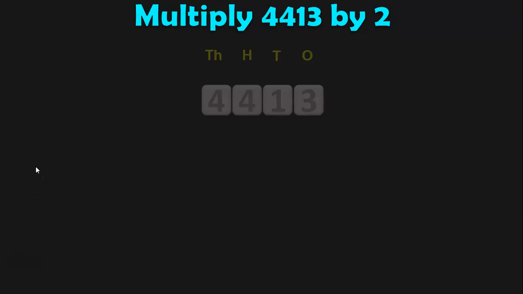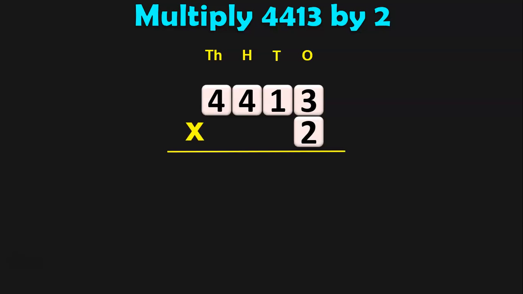The first sum that we are going to do is multiply 4413 by 2. So first, write down the 4-digit number and its place values: ones, tens, hundreds and thousands. It is always a good practice to write down the place values so that when you're going to multiply it by a single digit number, children will be very clear that they'll have to write that number in the ones place. Now begin multiplication from the ones place.